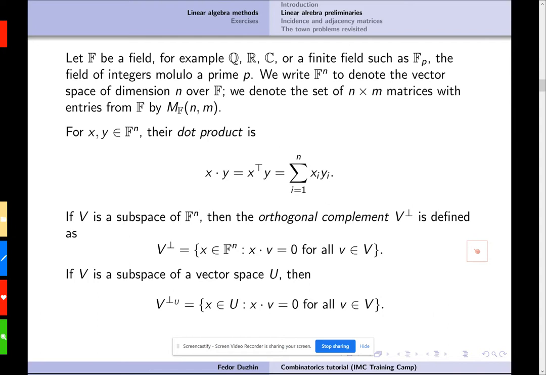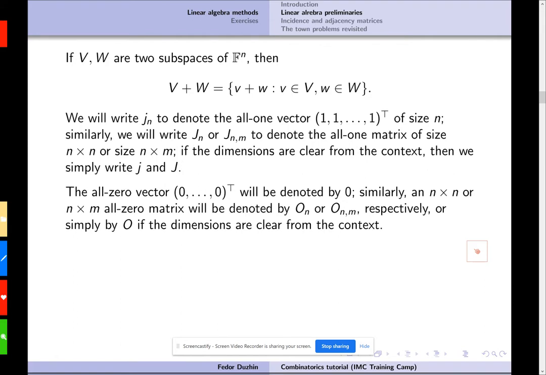What is important here is that everything here is true for matrices with coefficients in any field, or vector spaces over a field. So here F can be any field. We have matrices with coefficients in a field, vector spaces, the dot product, subspaces, and orthogonal complements. All of this is well defined over generic fields. Then we have the sum of two subspaces.